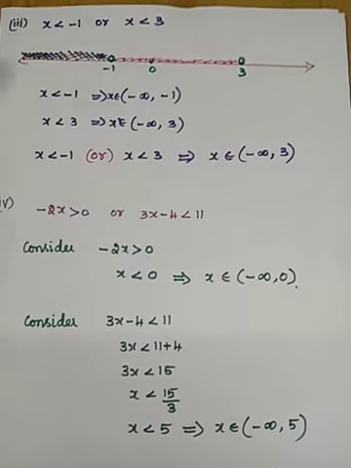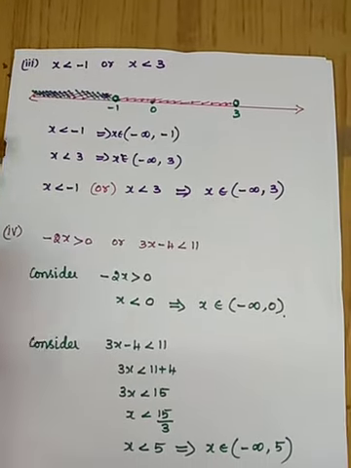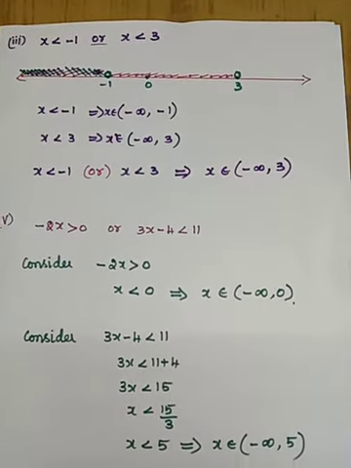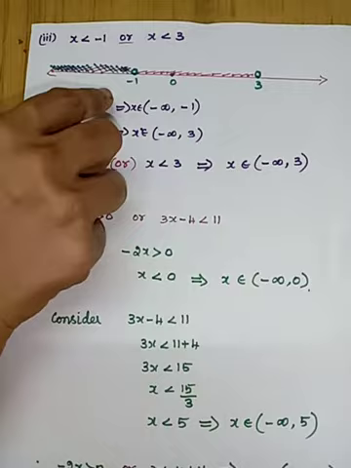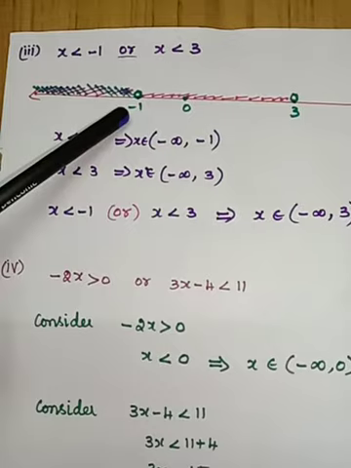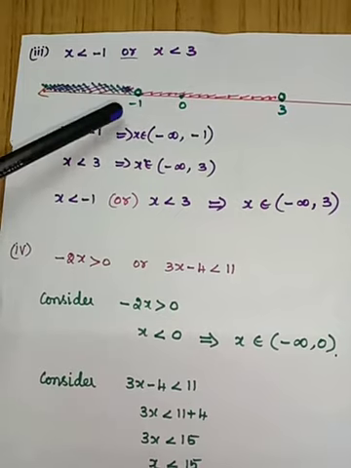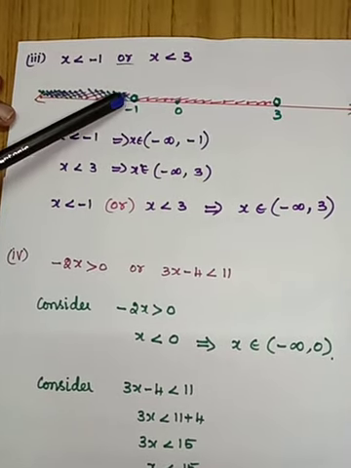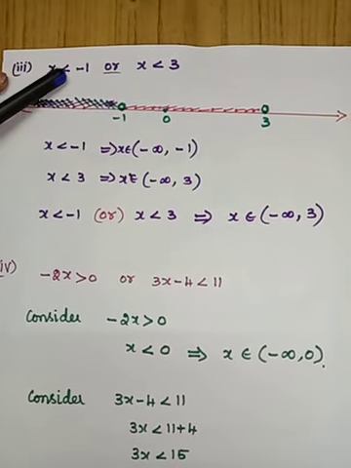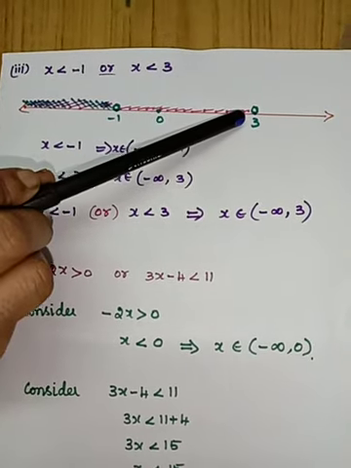Third one. X is less than minus 1 or, you see the word, which word is used? Or. x is less than 3. So what are the numbers I have to mark? 0, minus 1, 3. Minus 1 I have marked on the left side of 0 and 3 on the right side of 0. Above minus 1 I marked a circle, which means minus 1 is not included. Here there is no equal symbol, so minus 1 as well as 3 is marked as a circle.